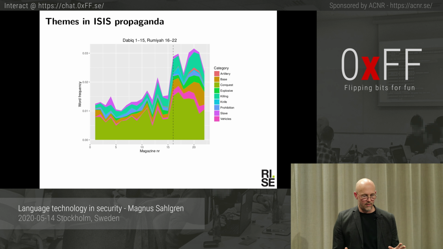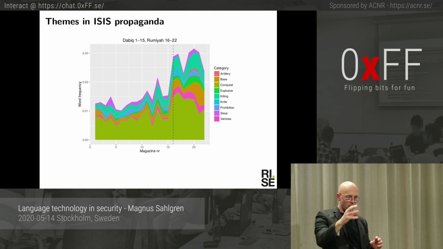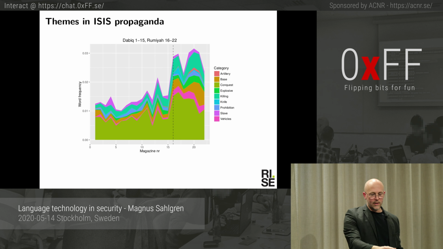And this might be something not everyone knows about. There is actually an official ISIS propaganda magazine, and it's a glossy publication with a layout and colorful images and stuff like that. It's quite weird. And you see over time how these themes evolved in the propaganda. The dotted line in the middle here is when the propaganda magazine changed its name from Dabiq to Rumiyah, and that also coincides with when the propaganda became more violent.